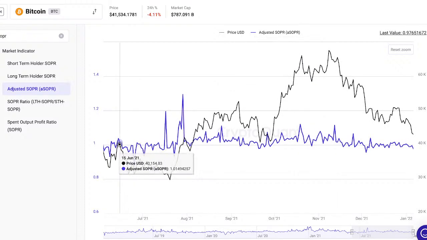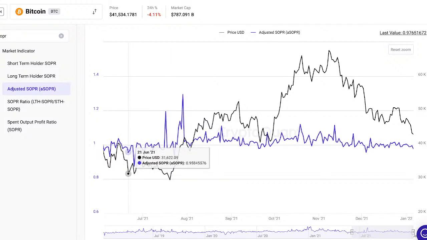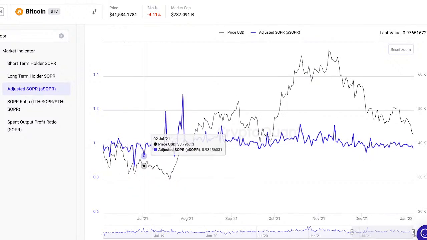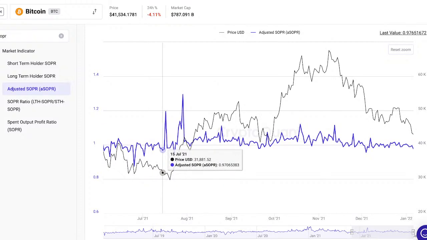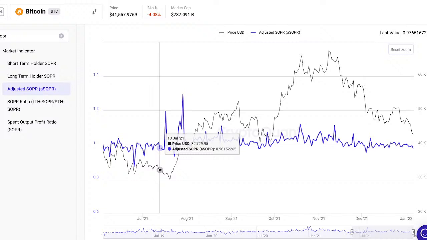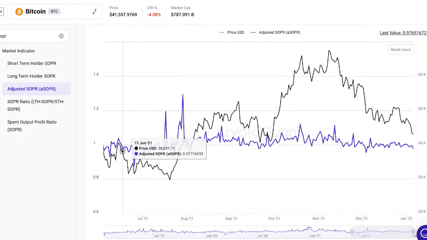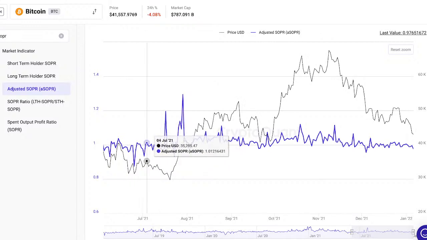As we saw priorly, once we see the SOPR break down below the 1 range, it is most of the times a great point in time to accumulate Bitcoin. That is exactly what we saw here, because once we broke down below the 1 range on the SOPR right here in between the 18th of June all the way towards the 13th of July, we also saw the price action of Bitcoin trade in between the $31,000 and the $29,000. So that is for sure important, because right here, once the prices were so cheap, the majority of the market were holding Bitcoin with losses. It was a perfect buying opportunity.